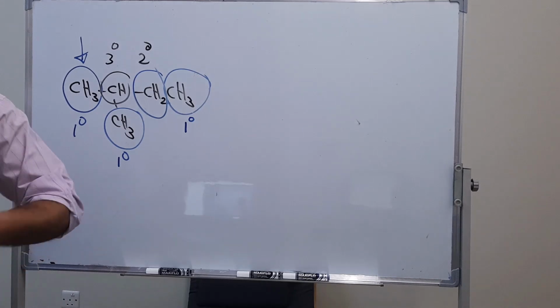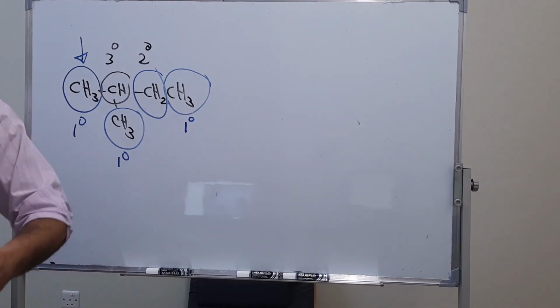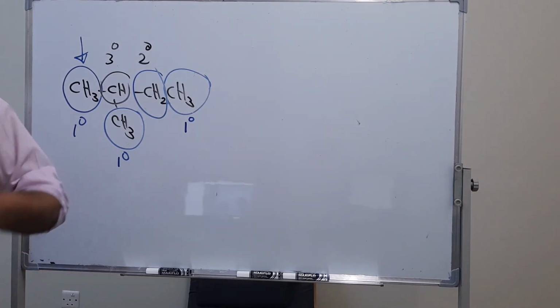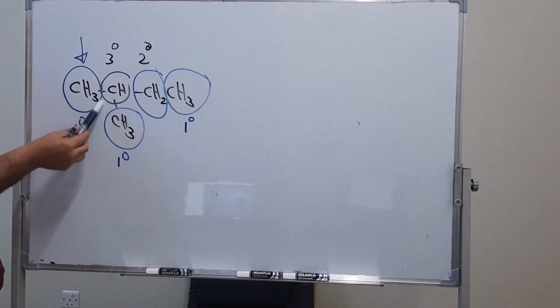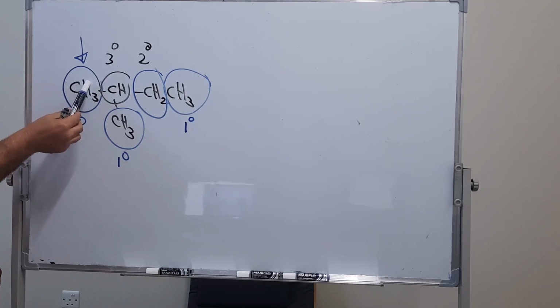Now, if you want to extend the question, what are the hydrogens we have in this structure? As we said, the classification of hydrogens follows the same classification of the carbon attached to. This carbon is a primary. It has 3 hydrogens attached to it, isn't it?